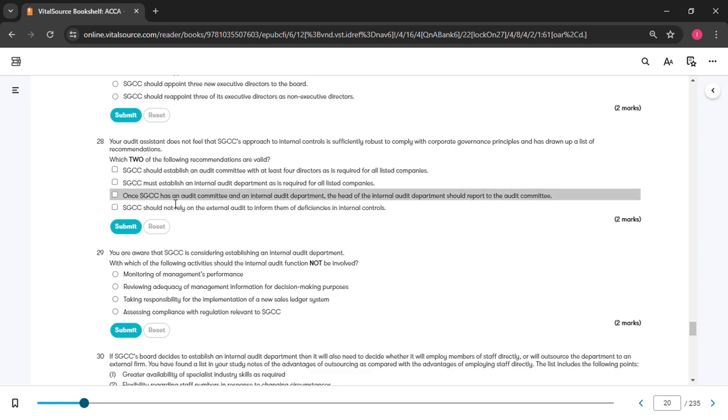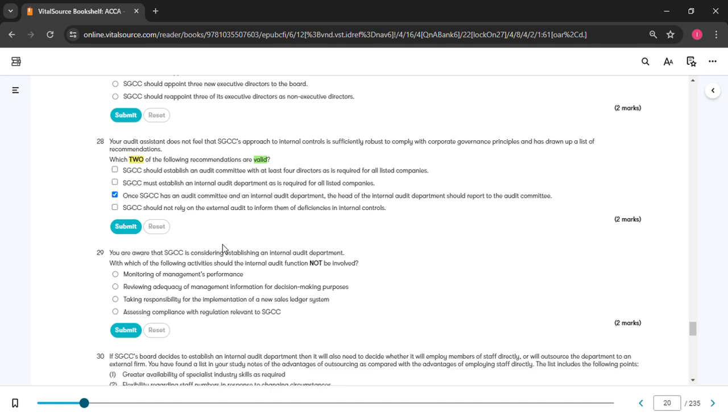Once you establish the audit committee, point number 3, and an internal audit department, to whom should the internal audit department report? It should report to the audit committee. This is one. Now, they are asking 2 points which are valid. SGCC should not rely on the external audit to inform them of deficiencies in internal controls. Internal controls is the job of the internal auditor. Is it right?